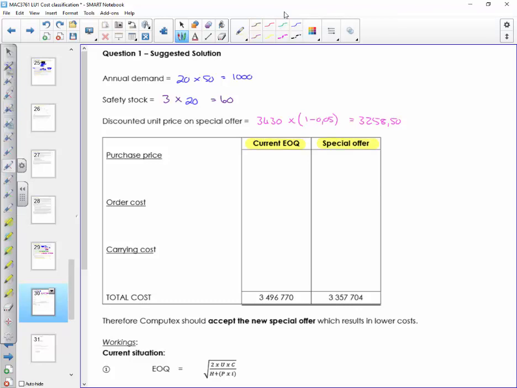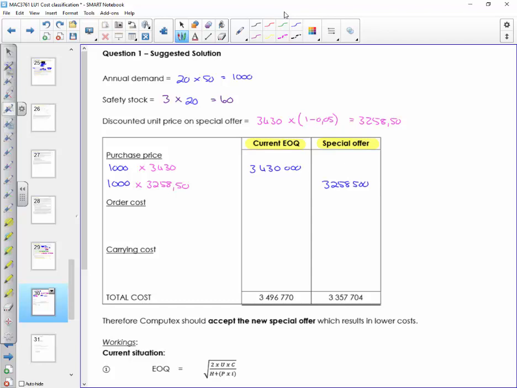The purchase price under the current setup, we want to know what is the yearly cost, 1,000 computers per year. I'm going to pay currently 3430, which gives you a purchase price. I'm going to have to spend 3.430 million. But if I take the new price, do you agree that I will be spending 3258.50 times 1,000? Under the special offer I will be spending 3,258,500. Good. That's the purchase price.